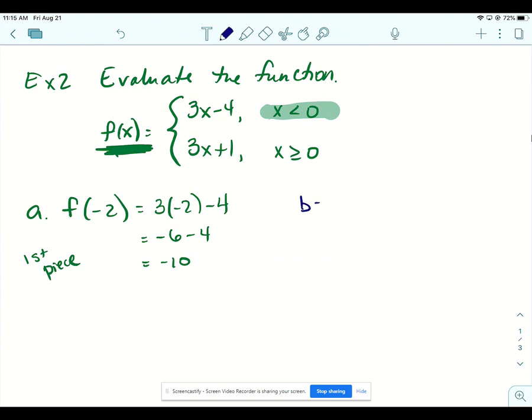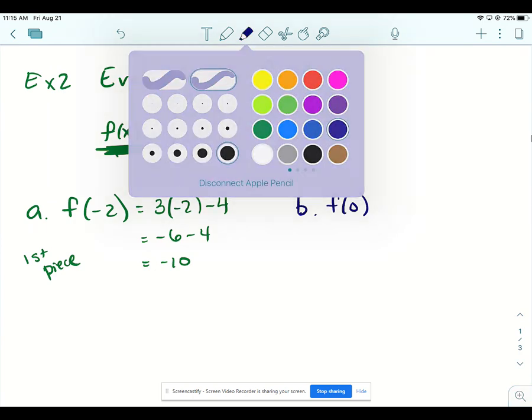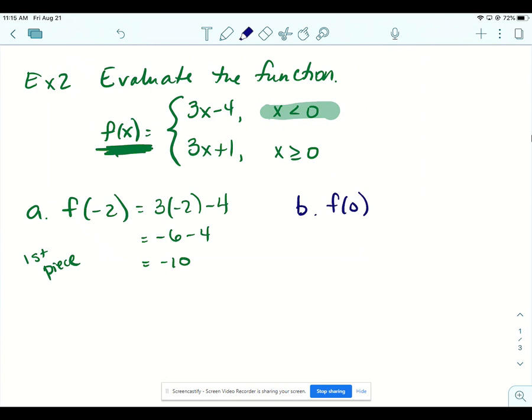All right, for B, we're going to find f of 0. Okay, so then we have to decide what piece to use. So we look at our inequality. So we have x is less than 0 or x is greater than or equal to 0. So it's going to fall into this one because of the or equal to bar. So we're going to use the second piece. So we put 0 in for x in the second piece, and we're going to get 1.